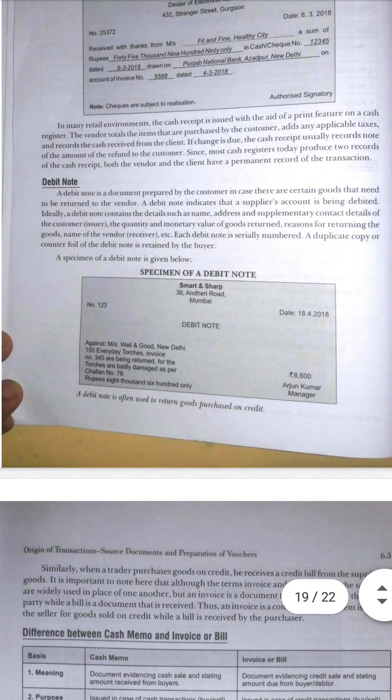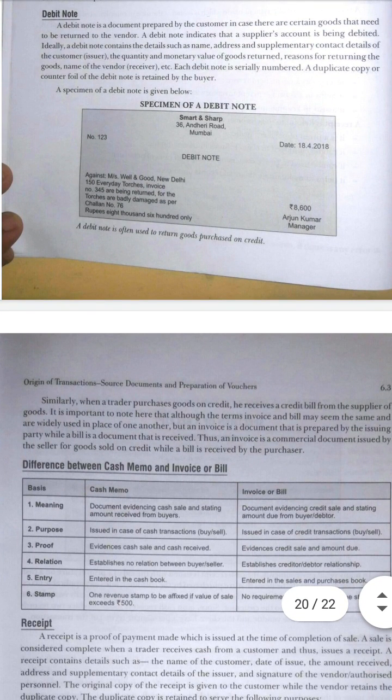Come to the next one, the debit note. A debit note is a document prepared by the customer when certain goods need to be returned to the vendor. The goods were already purchased from the vendor, and if in certain circumstances there are any damages and goods are returned to the vendor, the customer will prepare the document called a debit note for the goods to be returned.